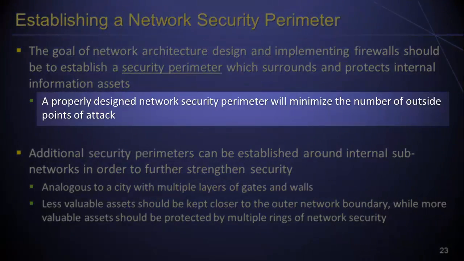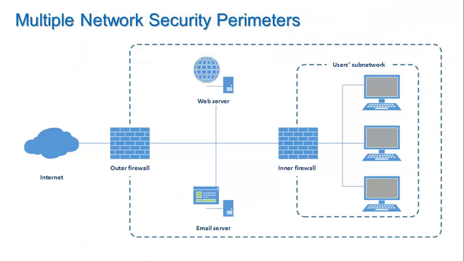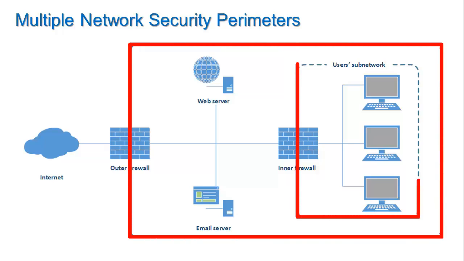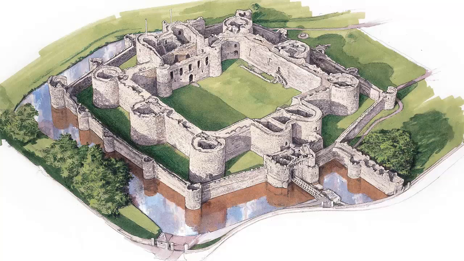A properly designed network security perimeter should also minimize the number of outside points of attack. Continuing our previous example, it would be much easier to defend a castle that has just one gate than it would be to defend a castle with many gates. Another useful strategy is to establish multiple security perimeters around internal subnets in order to further strengthen security. This would be analogous to a castle or a fortress that employs multiple layers of gates and walls.